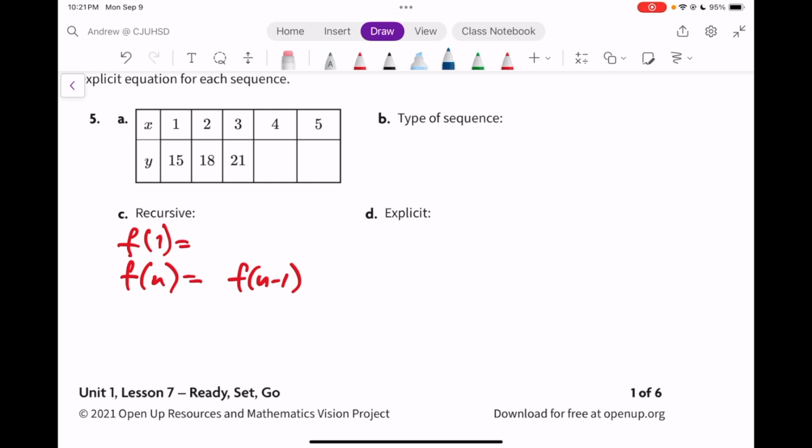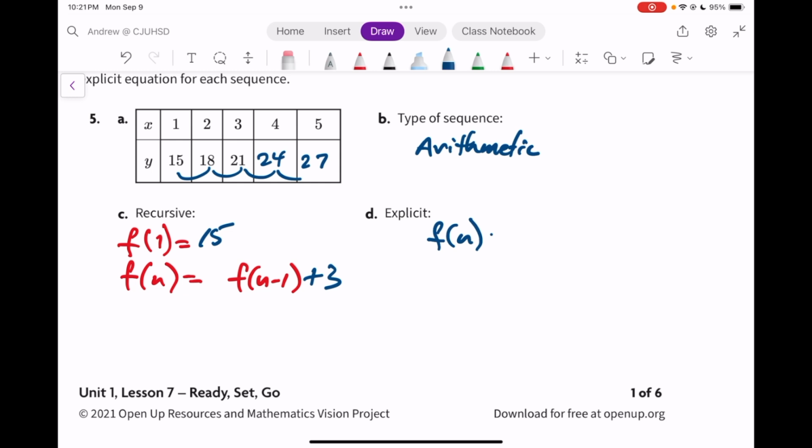Okay, coming back, our missing numbers. This, by the way, was arithmetic because you are adding 3. Add 3, add 3. So 24, add 3, 27. The recursive is that it starts at 15. We are adding 3. The explicit would be f of n is the first number 15 plus the common difference, which is 3, times n minus 1.